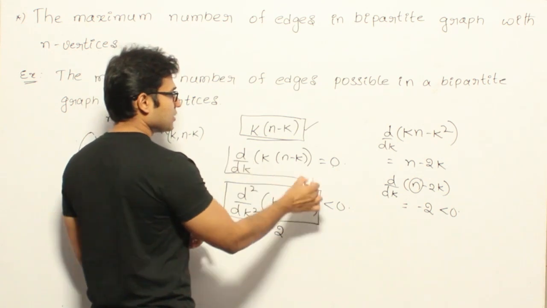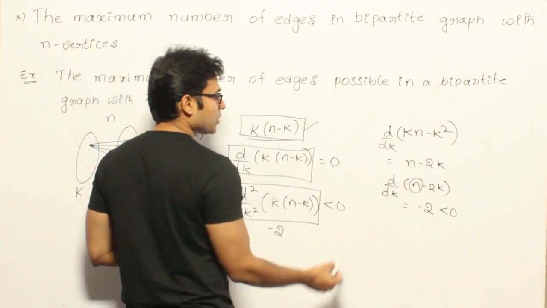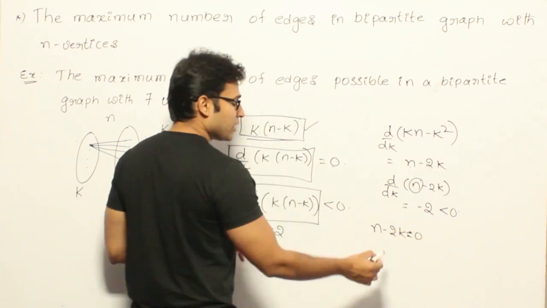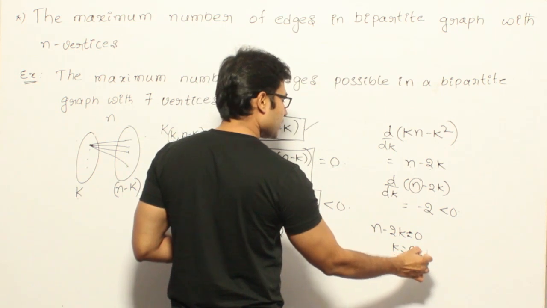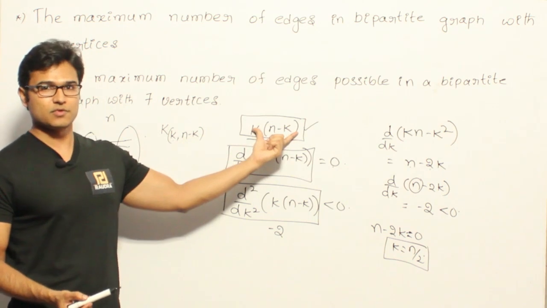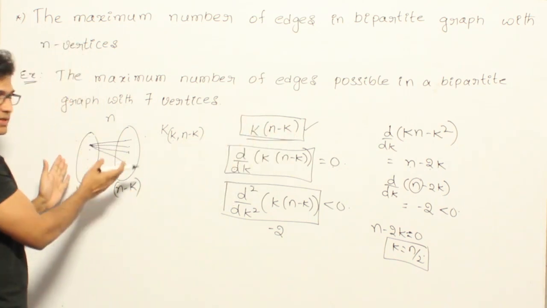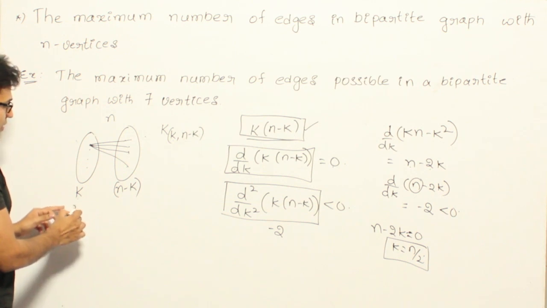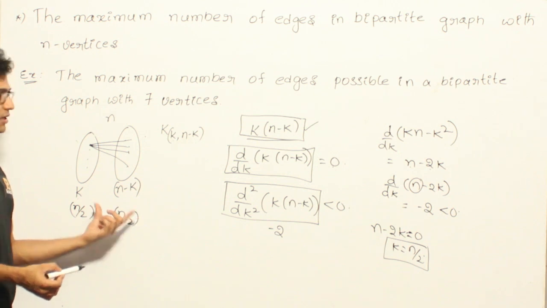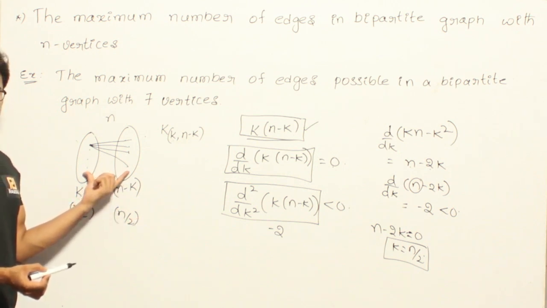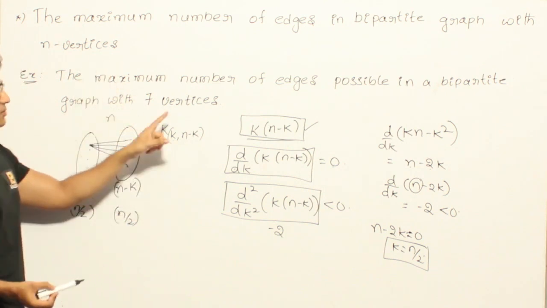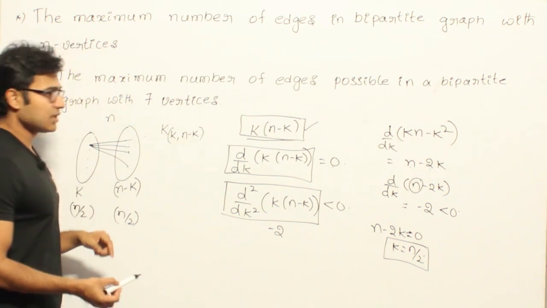Now what is this expression? This expression turned out to be n minus 2k, which means when n minus 2k equal to 0, at what value of k? k equal to n by 2, right? Therefore at k equal to n by 2, this expression is going to be maximum. So what does it mean? If I divide the vertices in such a way that n by 2 vertices are on one side and n by 2 vertices are on the other side, then I am going to get maximum number of edges. Got it? Okay, now based on this concept, you can answer this question. The maximum number of edges present in a bipartite graph with 7 vertices.